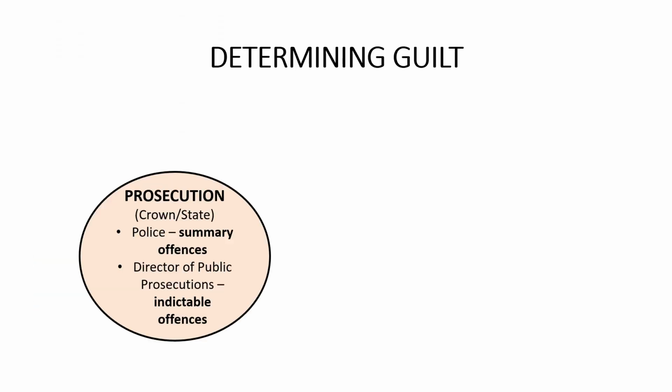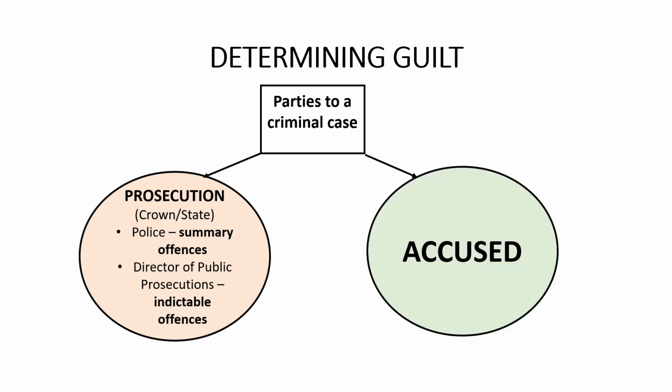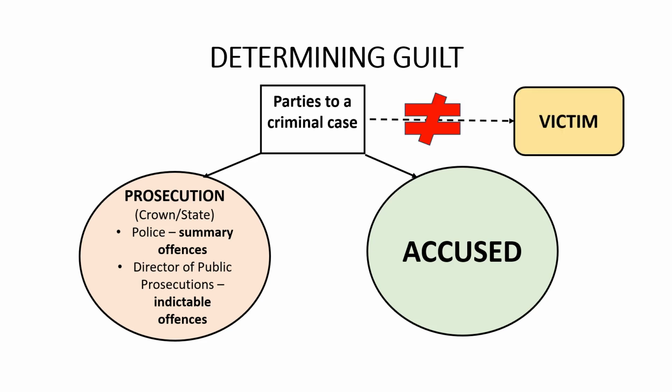So one party to a criminal case is the prosecution, which you can also refer to as the Crown or the State. The other party to a criminal case is the accused. This is because the prosecution, that is the Crown or the State, prosecutes the accused. In other words, there are two parties to a criminal case, the prosecution and the accused. The victim is not a party to a criminal case. Of course, the victim has an interest in the criminal case, but their only role in the criminal case will be as a witness, assuming it is not a case that involves the death of the victim.